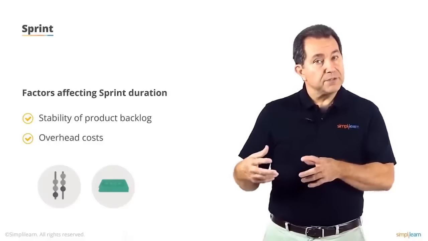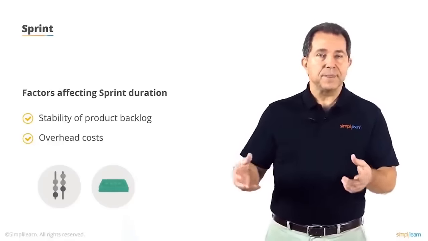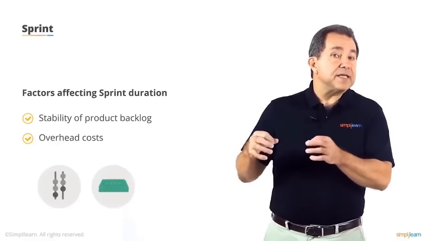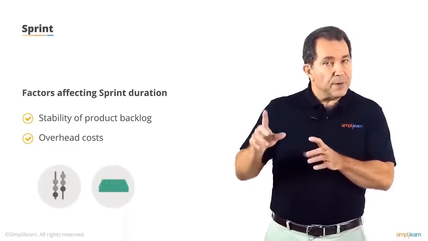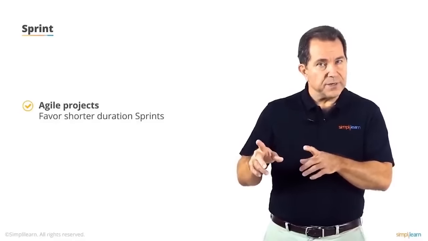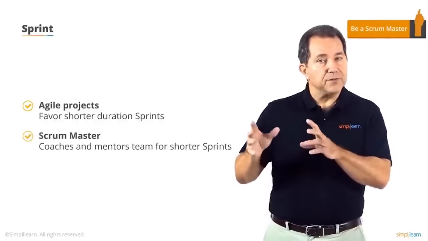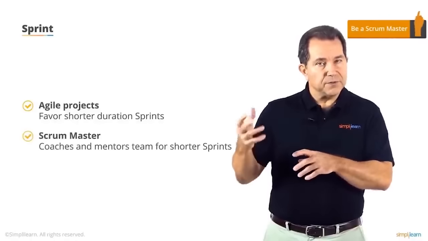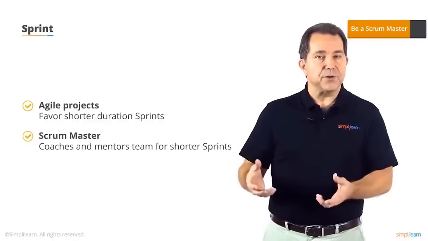However, if these overhead costs remain high, the team may need to use longer duration sprints. A team may be tempted to extend the duration of sprints in an effort to hide their inefficiencies. Remember, agile projects favor shorter duration sprints, and it is the Scrum Master's responsibility to coach and mentor the team so it can reduce waste, irregularities, and overuse, and make the sprint shorter.